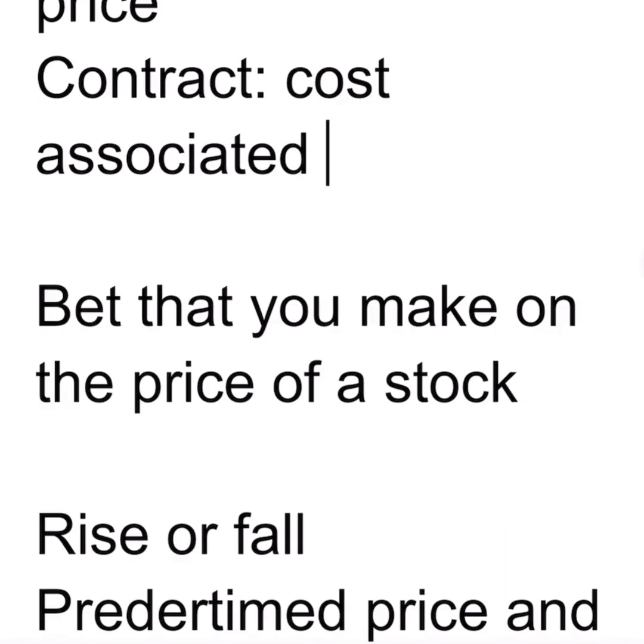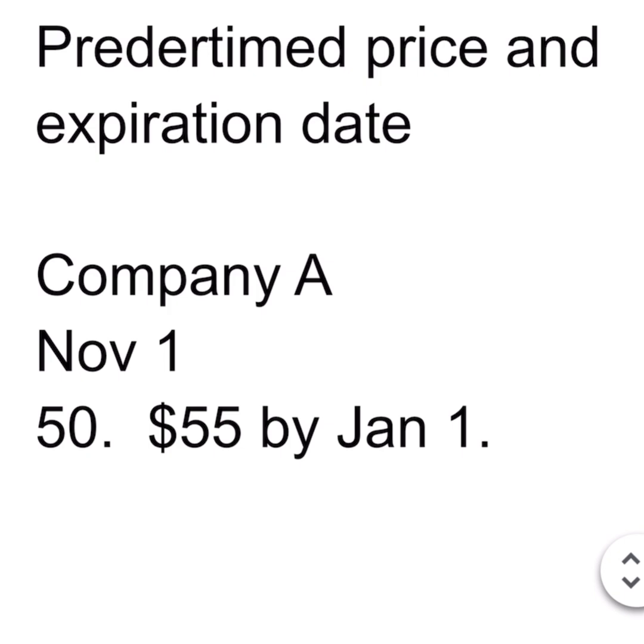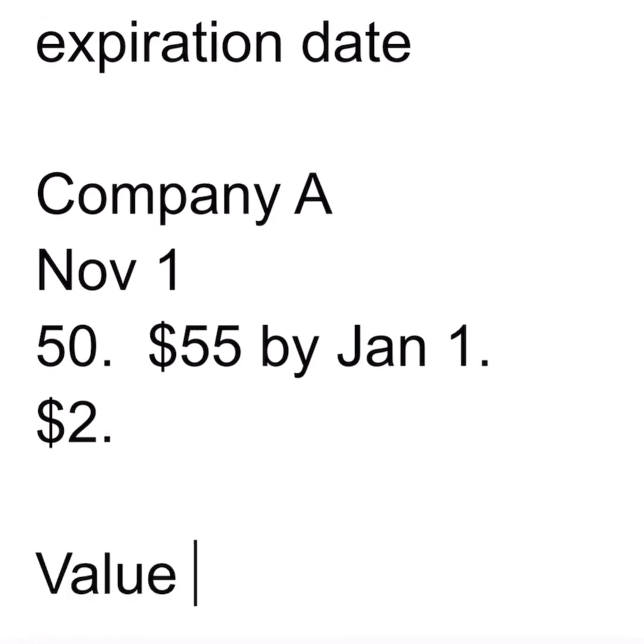Let's say for this case, the contract is $2. And I also have to tell you that there is a minimum of shares that must be included with the contract. So on January 1st, the stock of company A rises to $55. You are not obligated to purchase. Whether you purchase or not, the $2 you paid is gone. This is the price of the contract. But a contract is more than that. A contract has a value attached to it.